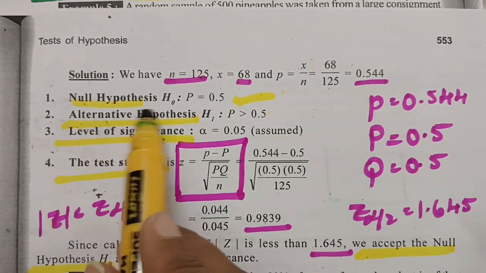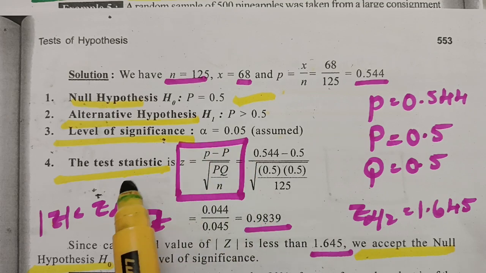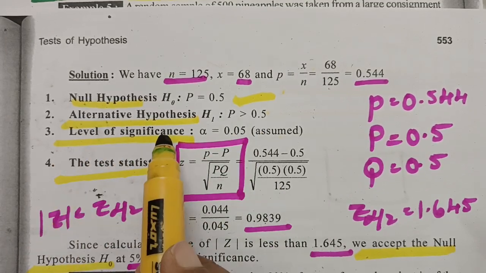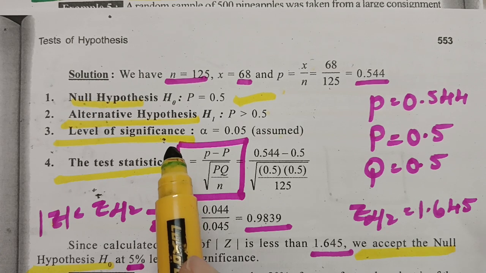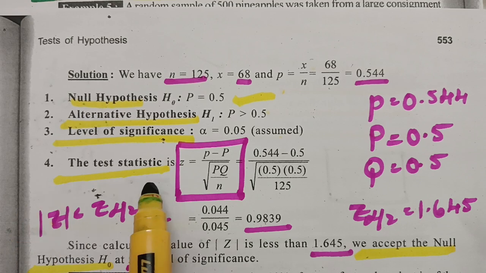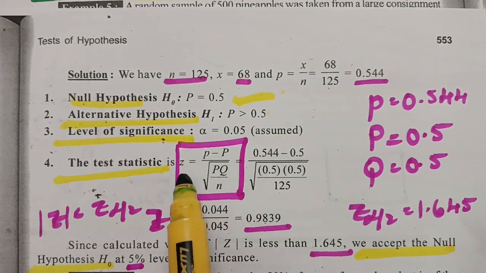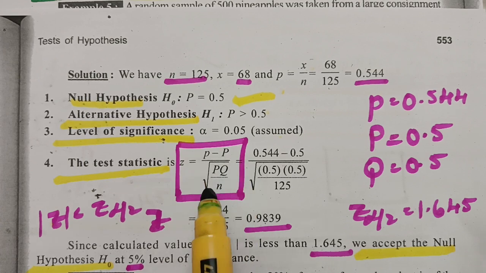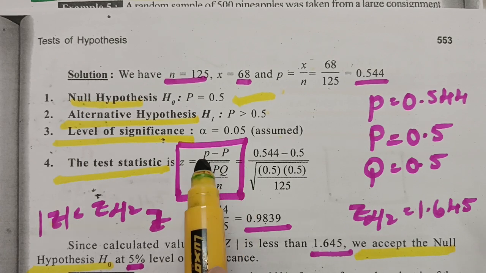And next, coming to the step, null hypothesis, P is equal to 0.5. Alternate hypothesis, P greater than 0.5. Level of significance, if it's not mentioned, take 5% level of significance, that is alpha is equal to 0.05. Test statistics, here is the formula, that is Z is equal to, if single proportion is given, small p minus capital P by root over PQ by N. What is small p here?